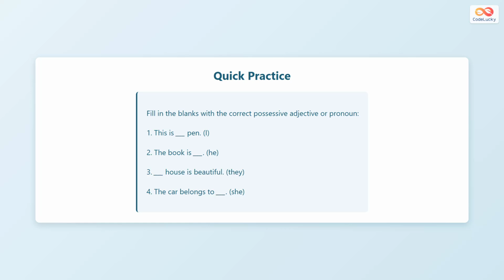Now practice using possessive adjectives and pronouns. Fill in the blanks with the correct words. For I, say my or mine. For he, say his or his. For they, say their or theirs. For she, say her or hers. Practicing helps you remember when to use each type correctly and improves your English speaking and writing skills.